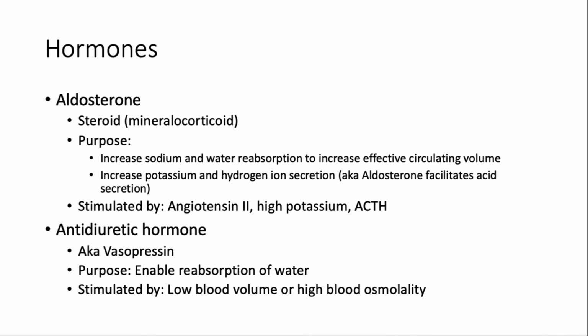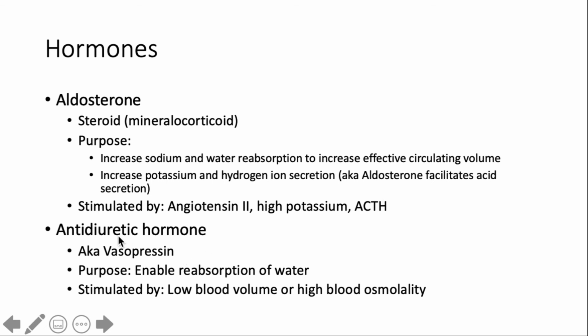Additionally, we want to get rid of any of that excess potassium and hydrogen ions, so aldosterone helps facilitate acid secretion as well. And there are multiple enzymes or states in which this is stimulated. So high potassium will allow us to release more potassium. Angiotensin 2 will allow for aldosterone release in order to increase the circulating volume, and ACTH, which is from the brain.